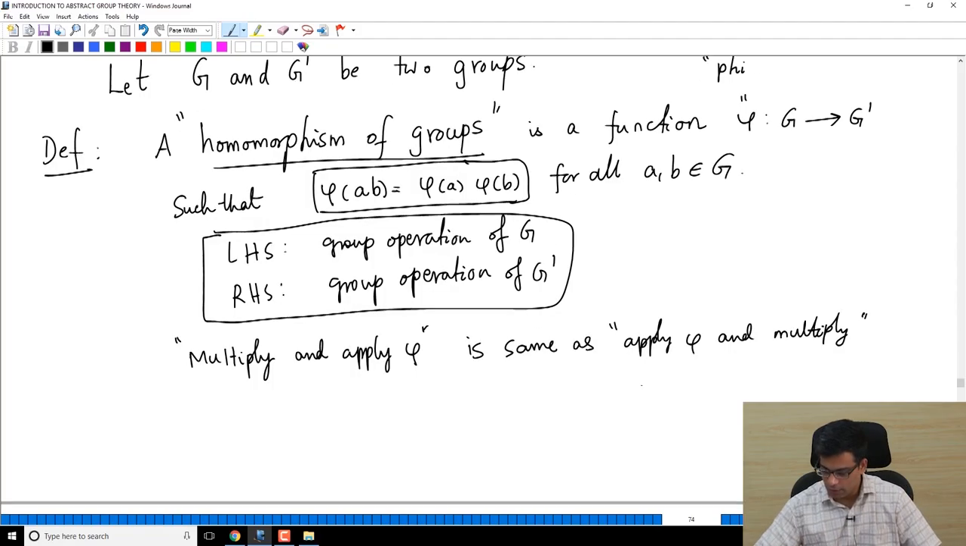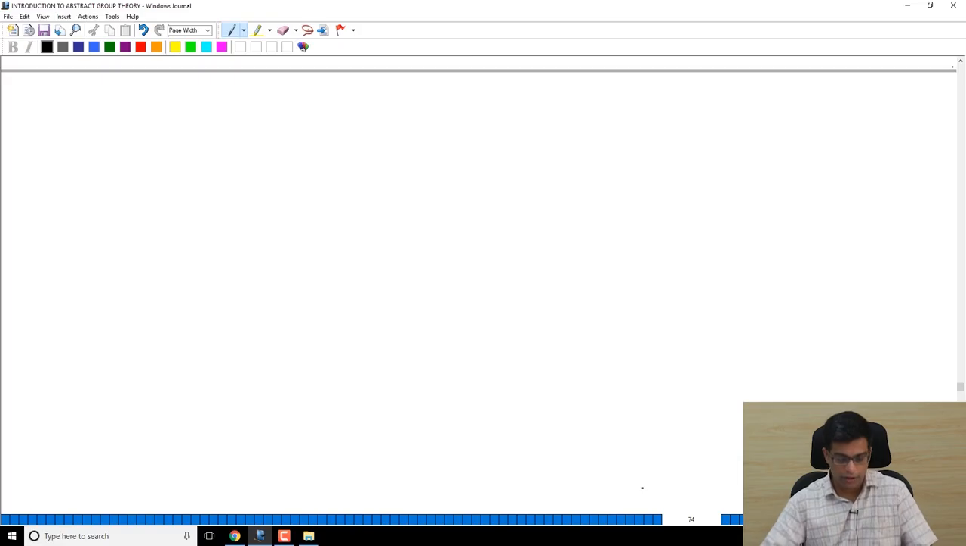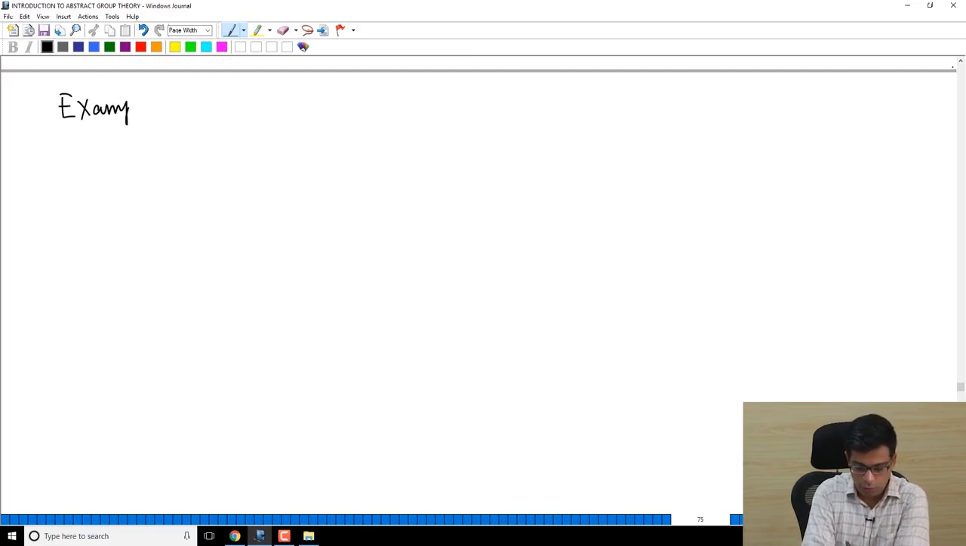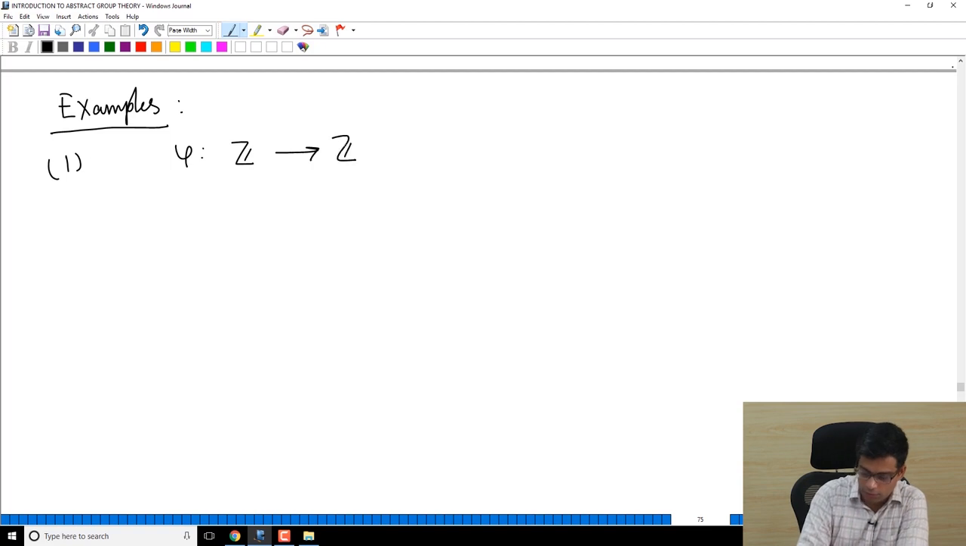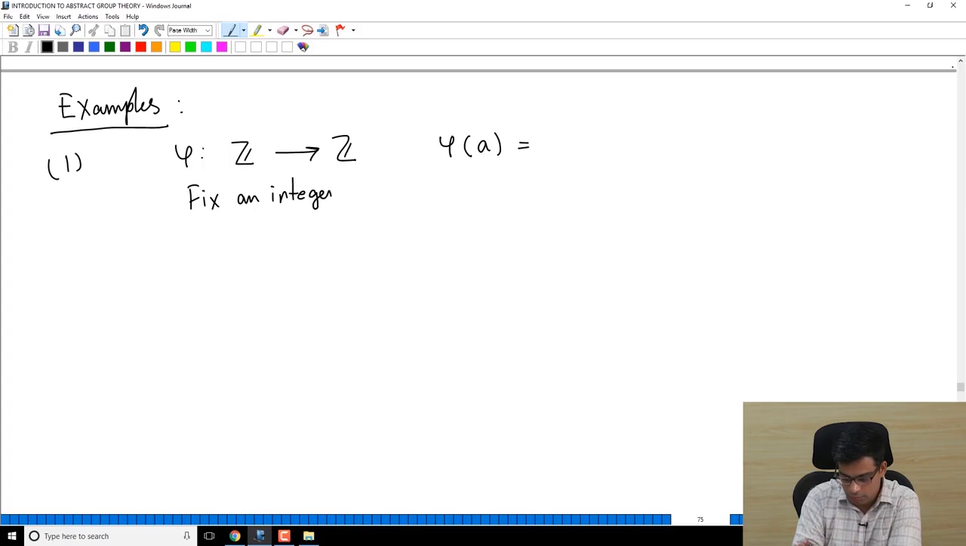Okay, so after the definition, let's look at some basic examples before we continue to study the properties of group homomorphisms. Let's look at the group that we have studied in detail, the group of integers. Again, when I write Z and do not say what the operation is, it's understood that the operation is addition. So for example, you fix an integer n, and I define phi of a to be n times a. This is nothing but a plus a plus a, n times.